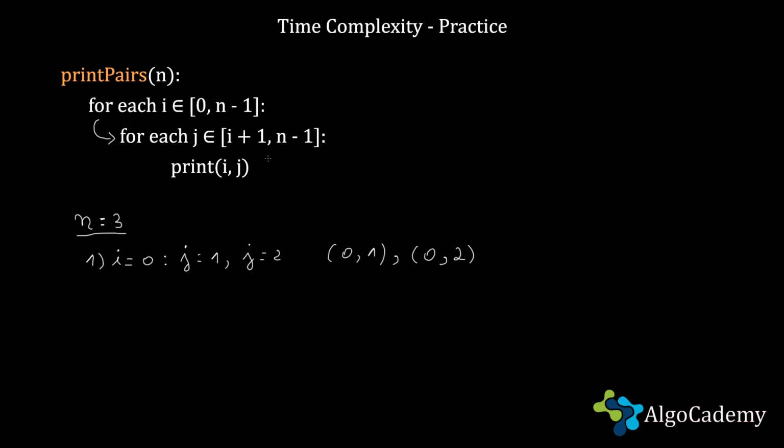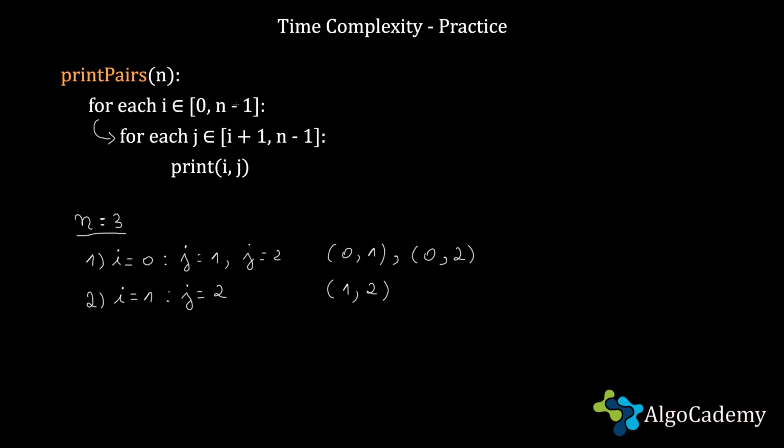Now I have finished this for loop, and I return to the main for loop and increase i. So the second iteration of the first for loop is when i is equal to 1. We enter again the nested for loop, and j starts from i plus 1, so j equals 2 initially, and goes all the way to n minus 1, which is 2. So j is only equal to 2, and we only print the pair 1, 2.